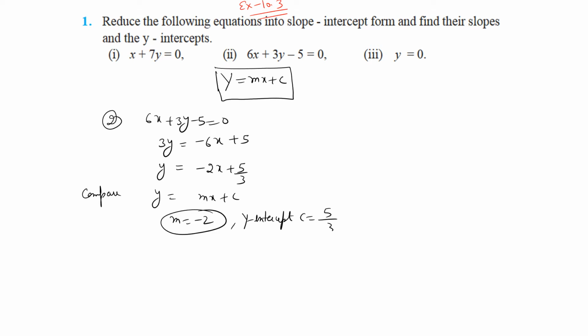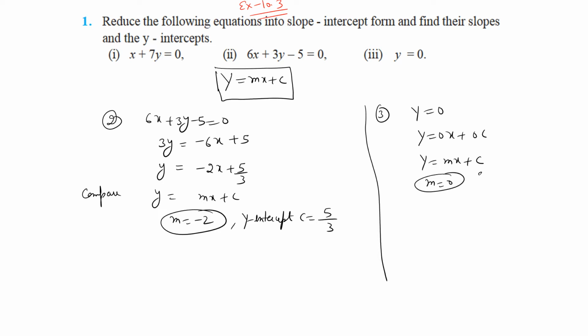Okay, so see one more question, that is y is equal to 0. Now what will we do here? You can write it as y is equal to 0x plus 0, right? So compare it with mx plus c. So what will I get? I will get m as 0 and c also as 0. Similarly, question number 1 can be done.